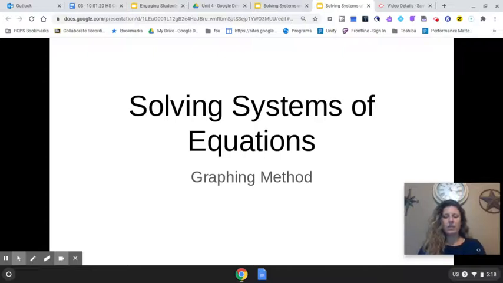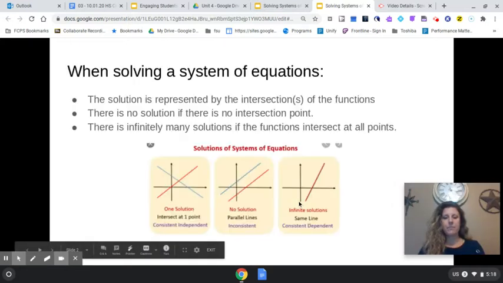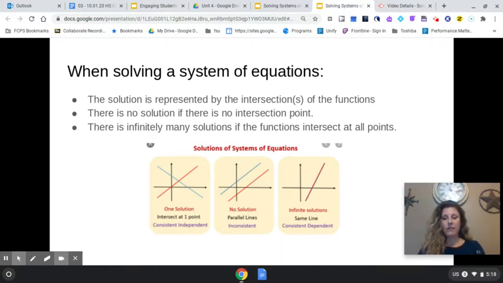In this lesson, we're going to be talking about how to solve systems of equations using the graphing method. So first of all, when we say solving a system of equations by graphing, there are three things that can happen when you graph two lines. The first scenario is you get the two lines and they intersect in one point. So that point of intersection is the solution to the system.